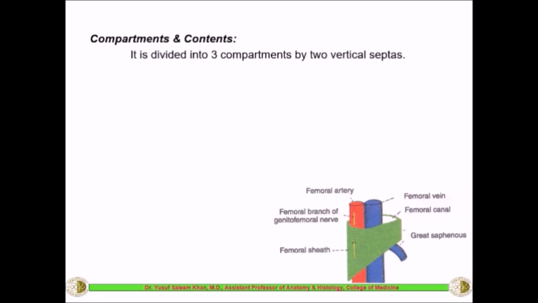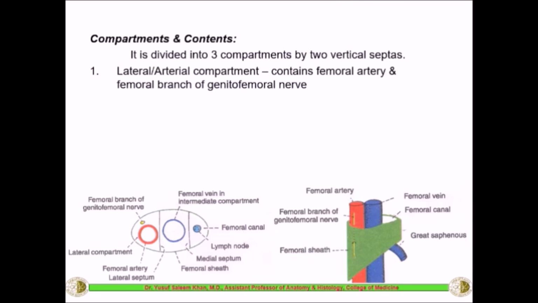This fascial sleeve, the femoral sheath, is divided into 3 compartments by 2 vertical septa. If you can see here, this is the cross section of the femoral sheath with all its contents. Here you can see there are 2 vertical septa which divide the whole sheath into 3 compartments. The first, most lateral compartment is also called the arterial compartment, and consists of the femoral artery. Because of the femoral artery's presence, it is called the arterial compartment, or because it is on the lateral side, it is called the lateral compartment.